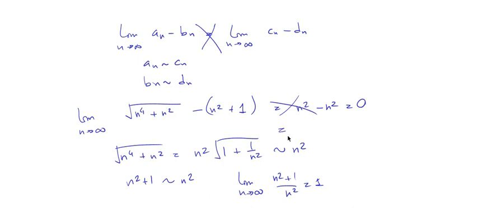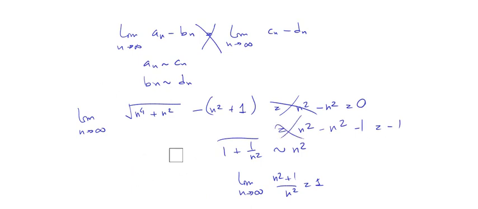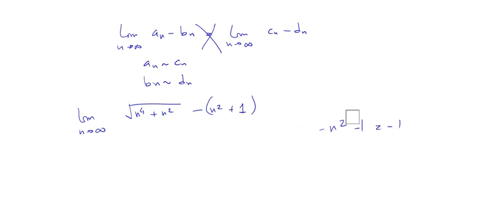Or, but see that if instead of using this equivalence here, you just have n squared minus 1, which is the original sequence, you had minus 1, you get two different limits. So this cannot be true, okay? This cannot be the case.